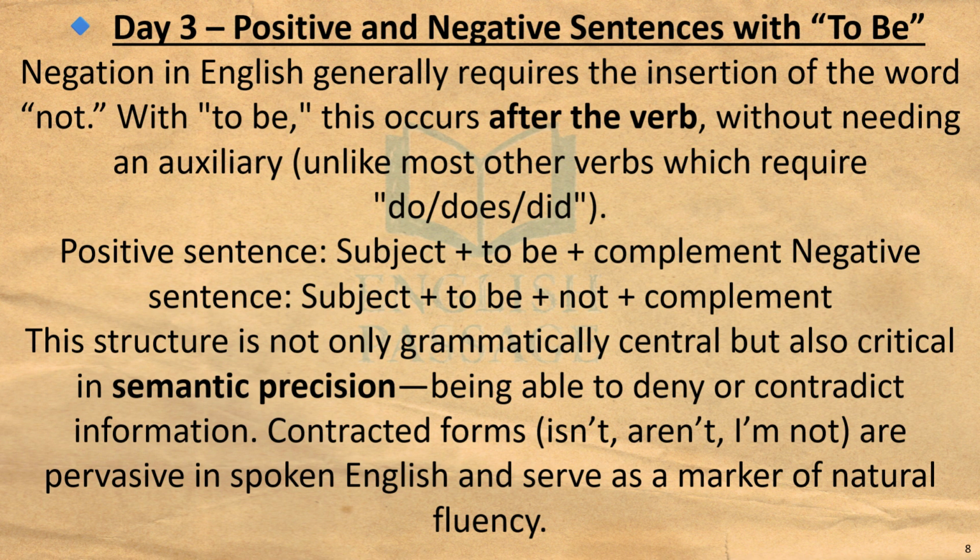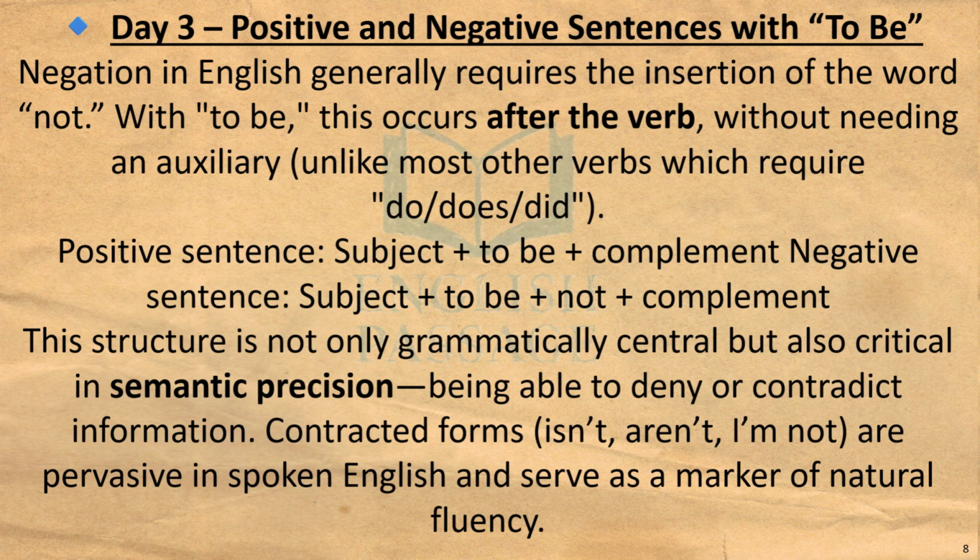This structure is not only grammatically central, but also critical in semantic precision, being able to deny or contradict information. Contracted forms, isn't, aren't, I'm not, are pervasive in spoken English and serve as a marker of natural fluency.